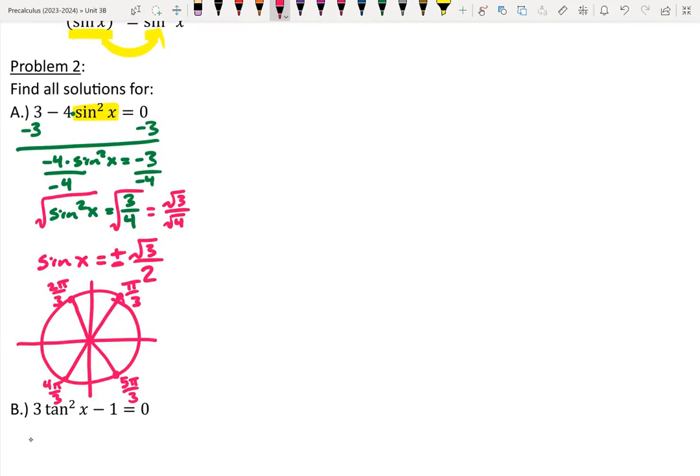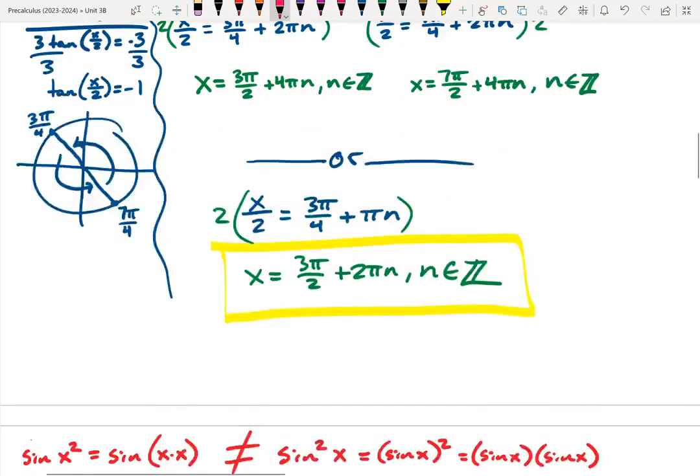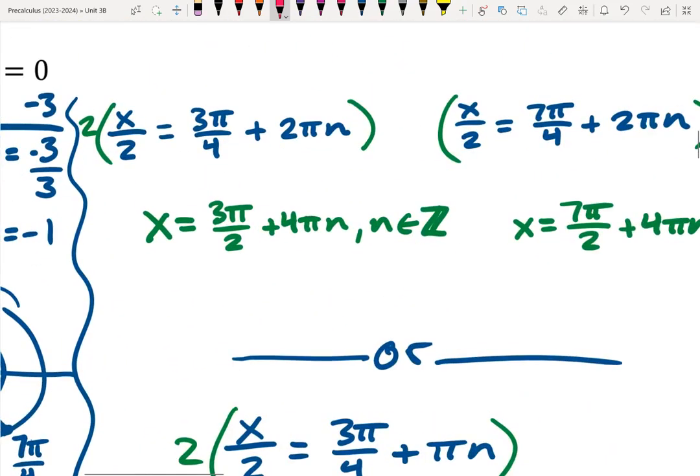Now this is just sine of x, so I just have x equals. I'll start with pi over 3. What am I going to add to pi over 3? Nathan, if I state all my solutions, what do I need to add? What have we been adding each time? We want to state all our solutions.